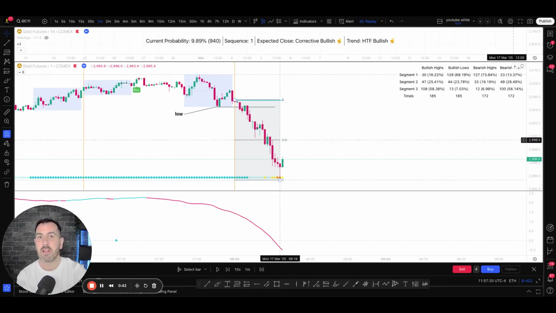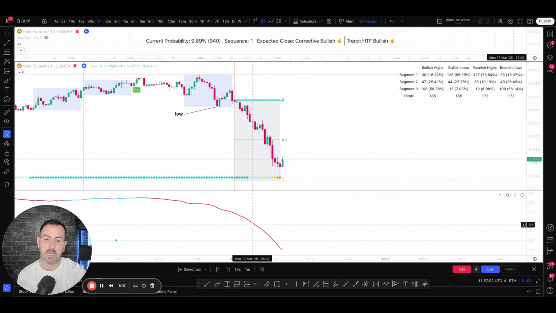Now, most of the time, the entry that you're looking for is a retracement back to the 50% mark, and then you're looking for 1R. Stop below the high, take profit below the low here. As you'll see in this instance, it did take the low of the previous hour.